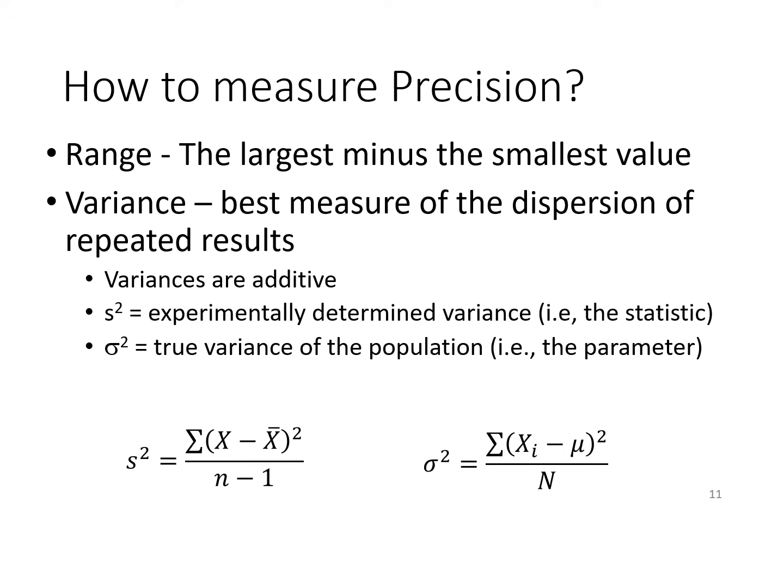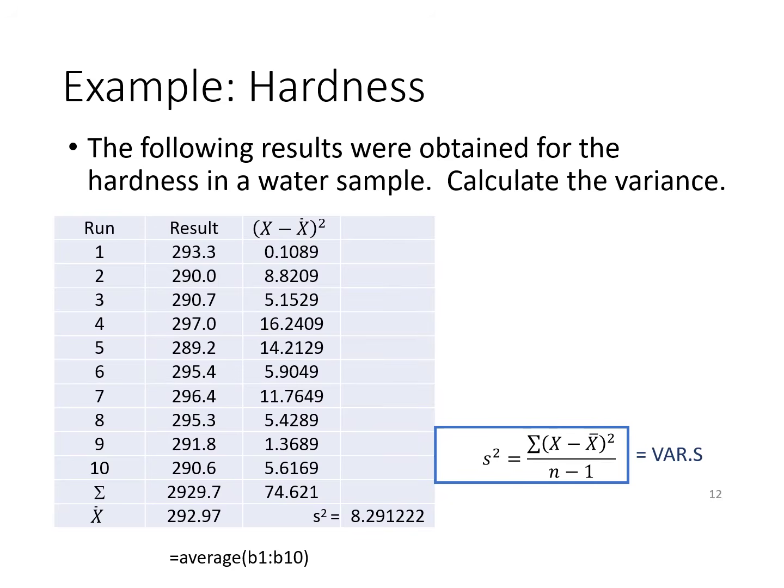Sigma squared, the parameter, is the true variance, and there we're looking at the difference between the observation and the true mean. And here we'll square those differences, and then sum them, and then divide by n, the number of observations.